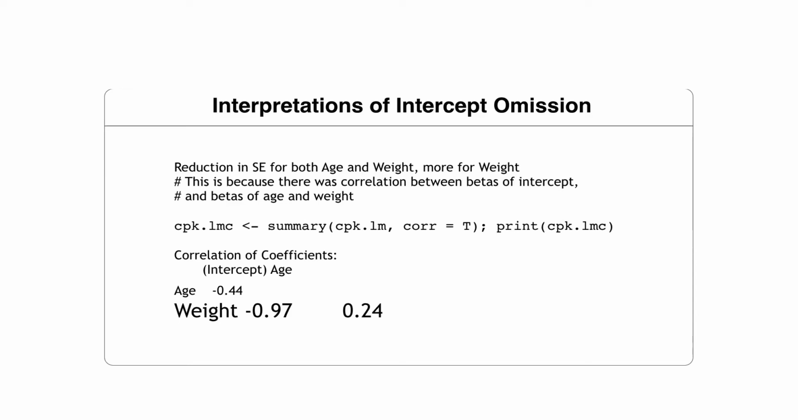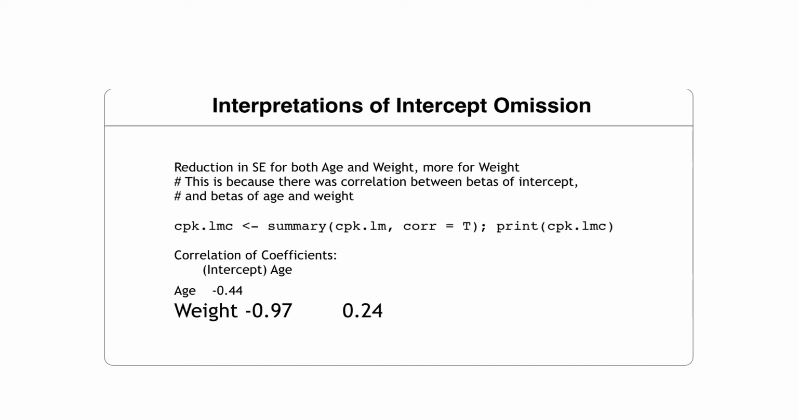So what we get to see is this, that there is a reduction in the standard error for both age and weight, but it's much more substantial for the weight variable than for the age variable. This is because there was a correlation between the regression coefficients themselves of the intercept and the betas of the age and weight.